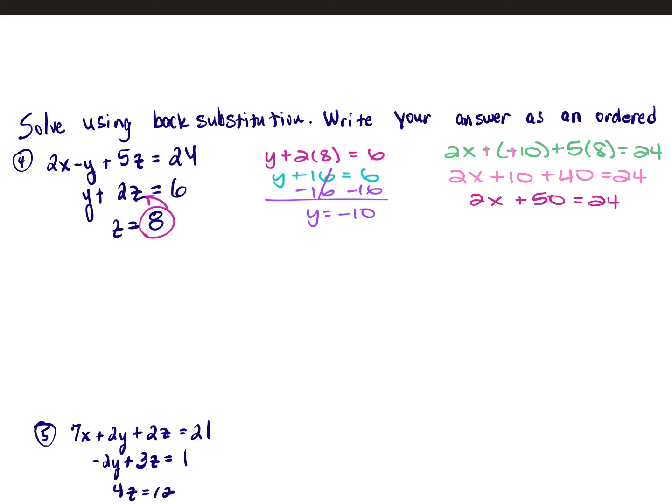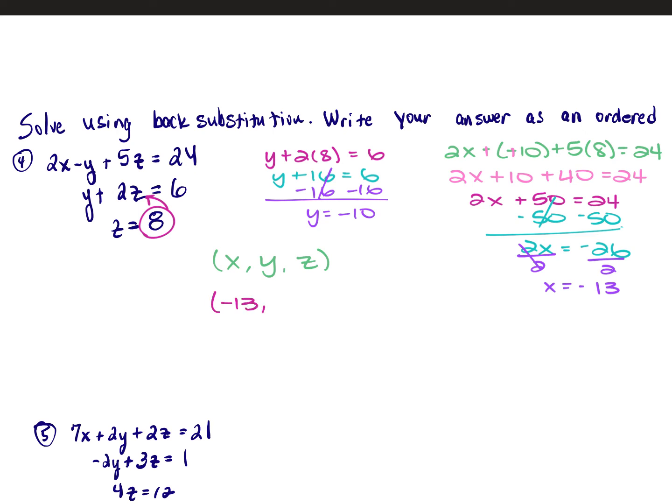You're going to subtract the 50 from each side. So you get 2x is equal to negative 26. Divide each side by the 2, and you have that x is negative 13. So if we're writing the ordered triple as x, comma, y, comma, z, this is going to give us negative 13, comma, negative 10, comma, 8.